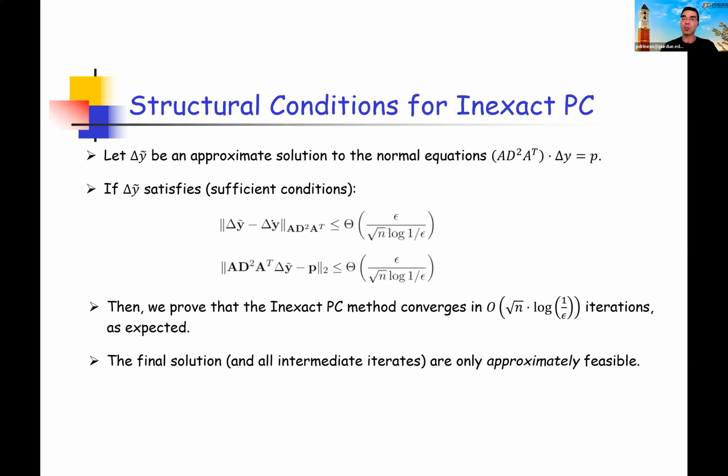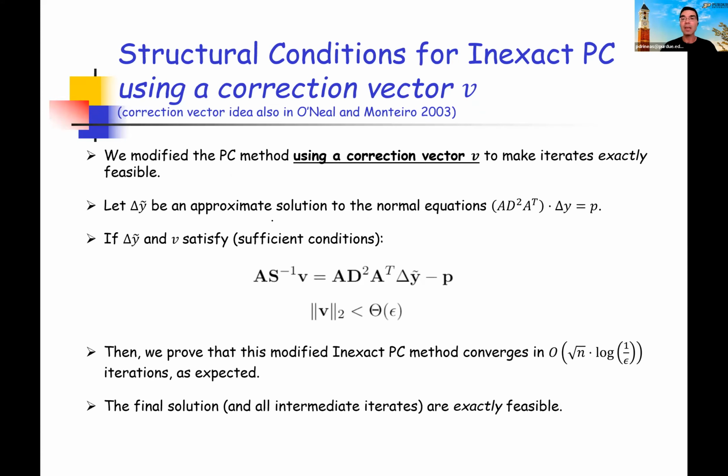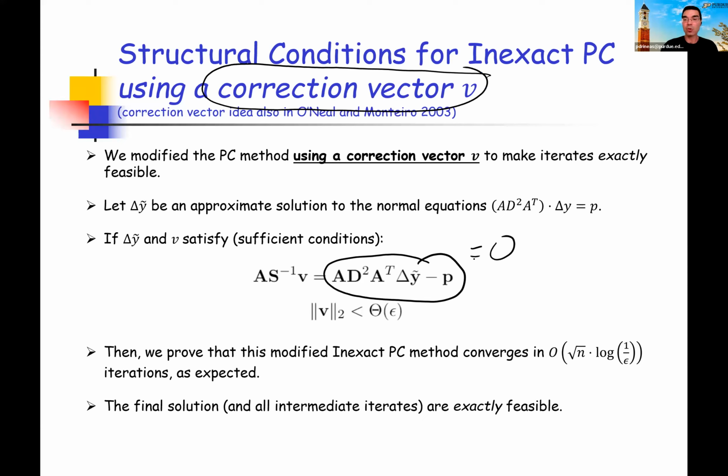We had structural conditions for inexact predictor corrector. More importantly, I think we again employed the correction vector idea, the idea that you are not solving your original system. You're not solving this equal to 0. This is your original system. Instead, you are solving your original system equal to some error vector here. As long as your error vector has small error, basically order epsilon, we proved that convergence is actually not affected.